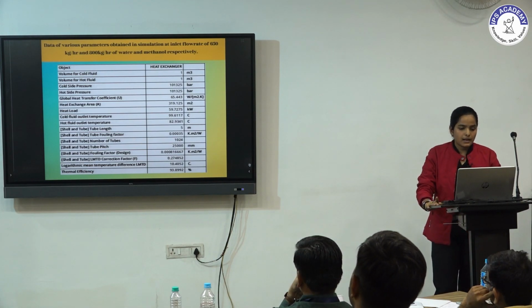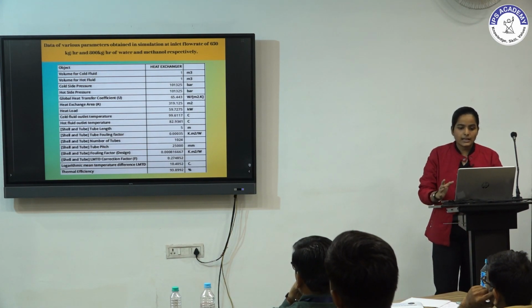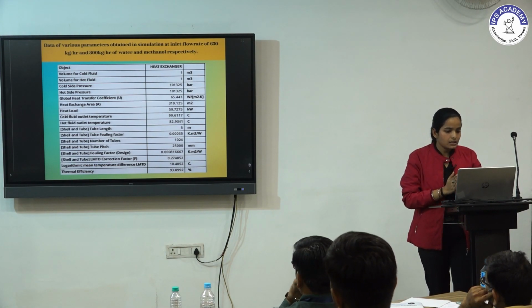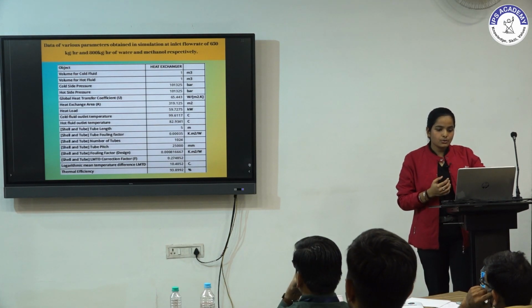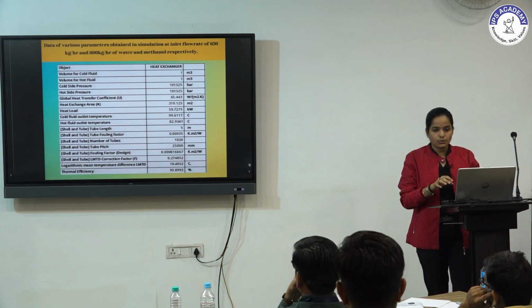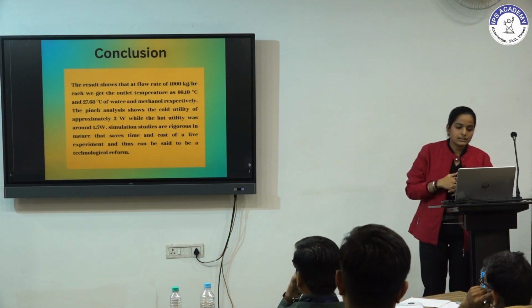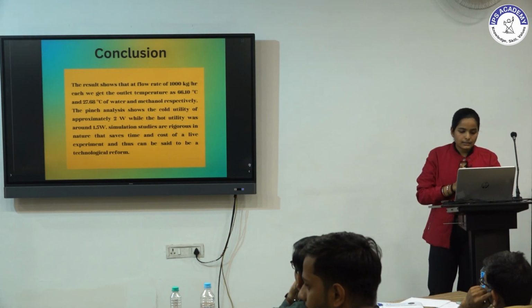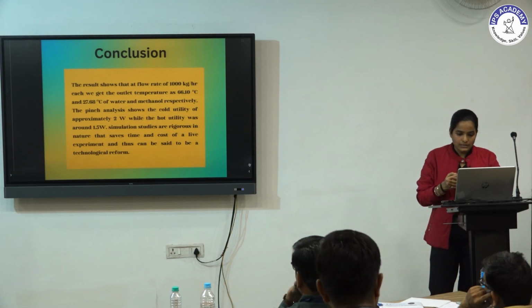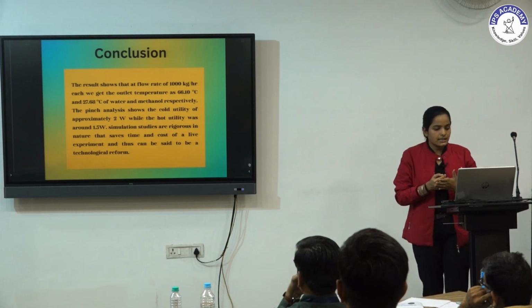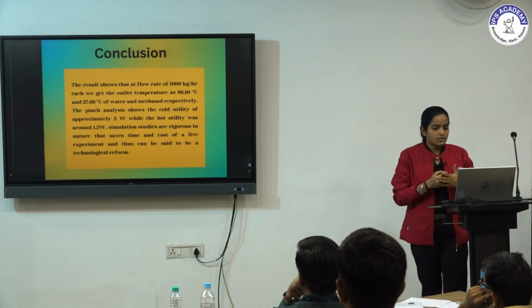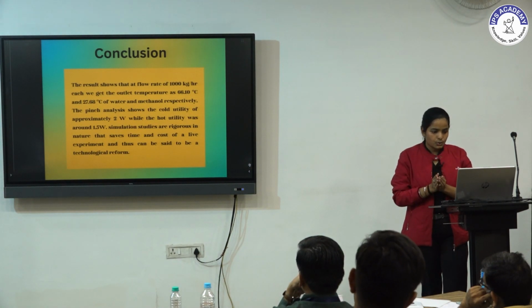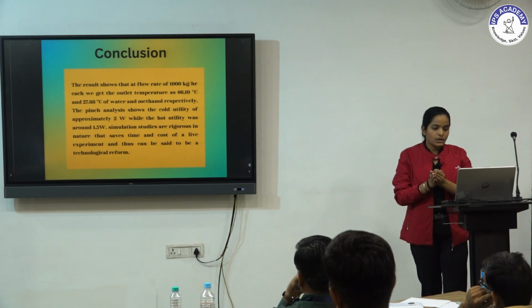This is the data of various parameters obtained in the simulation when we kept the flow rates of 650 kg per hour and 800 kg per hour of water and methanol respectively. So these are all the values which we have obtained from the simulation only. Now I want to conclude the presentation: the result shows that at a flow rate of 1000 kg per hour each, we get the outlet temperatures of 66.10 degrees Celsius and 27.68 degrees Celsius for water and methanol respectively. The pinch analysis shows a cold utility of approximately 2 watts while the hot utility was 1.5 watts.